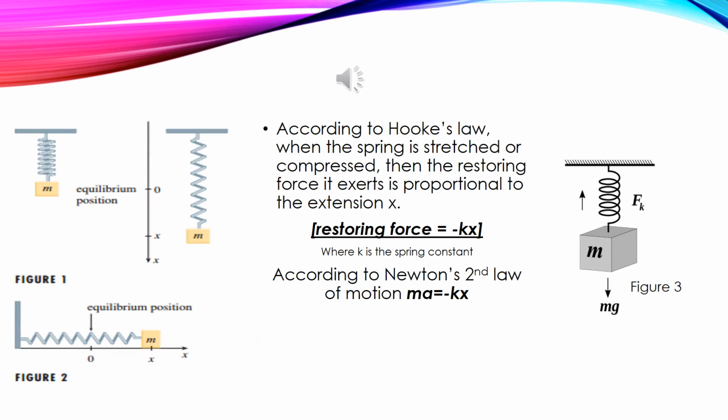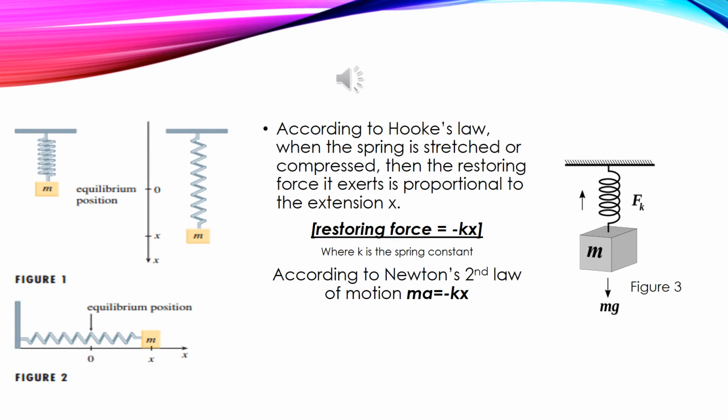The two figures on the left of the screen show a mass connected to a fixed spring of certain length at the equilibrium position and an extension length x. Figure 1 is a vertical spring system, Figure 2 is a horizontal spring system that has been stretched, and Figure 3 shows the forces acting on such a system.